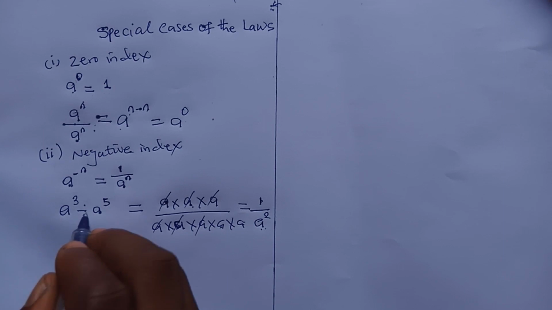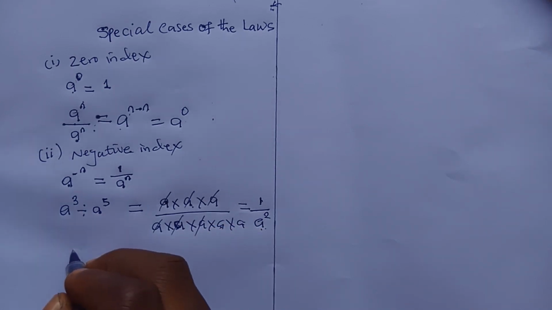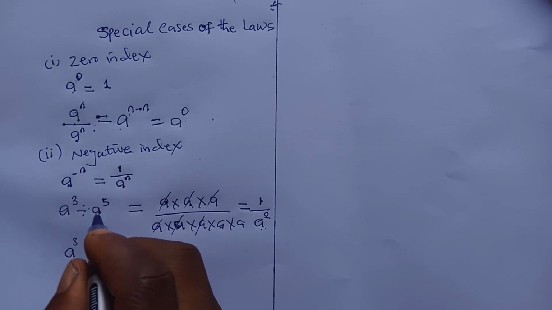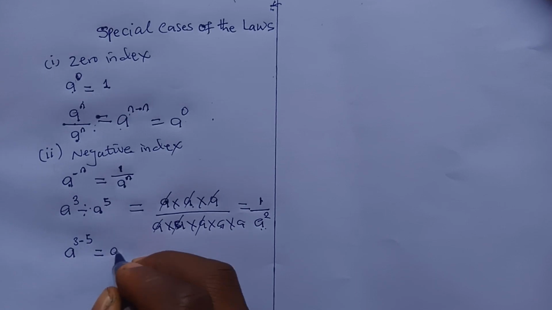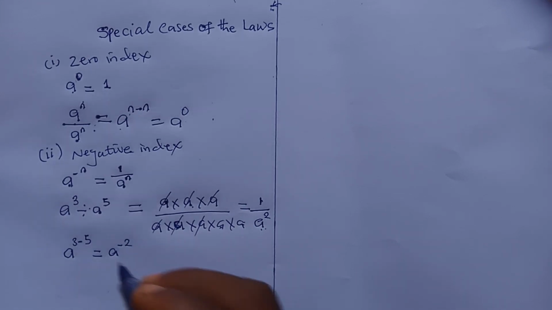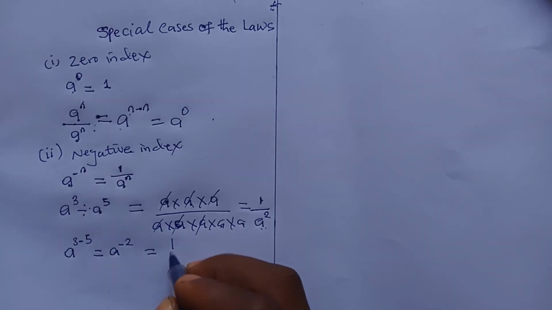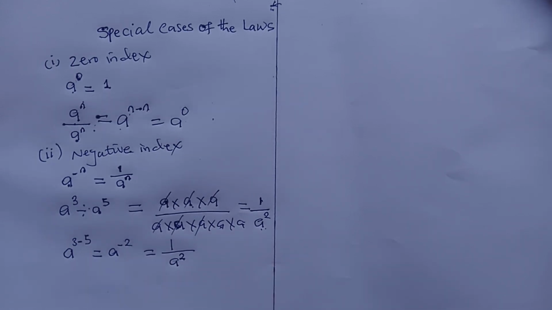If you want to solve this without going through this long approach, you would have said a raised to power 3 divided by a raised to power 5 is the same thing as a raised to power 3 minus 5, which is the same thing as a raised to power minus 2. So a raised to power minus 2 is the same thing as saying 1 all over a raised to power 2. That is all about the negative index.